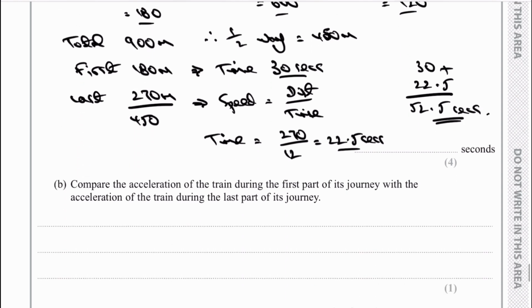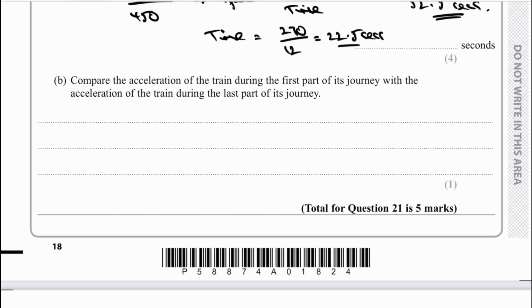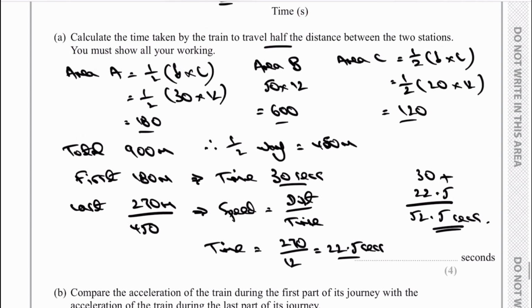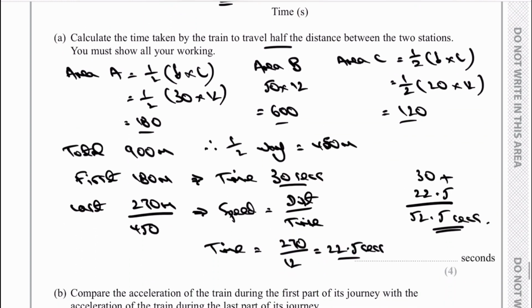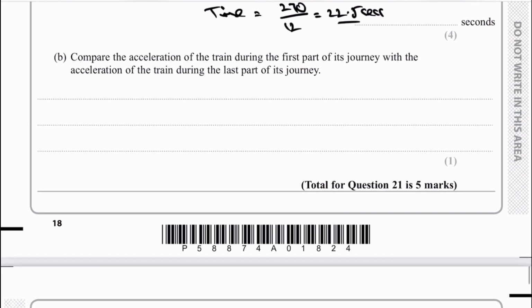Okay, so then it says compare the acceleration of the train during the first part of the journey with the acceleration of the train during the last part. So let's have a look at the first part. Well, this is acceleration. So it's an increasing acceleration, it's a positive acceleration, and then this is a negative acceleration at the end of the journey, so we would normally call that a deceleration. So let's have a look, how would we write that?